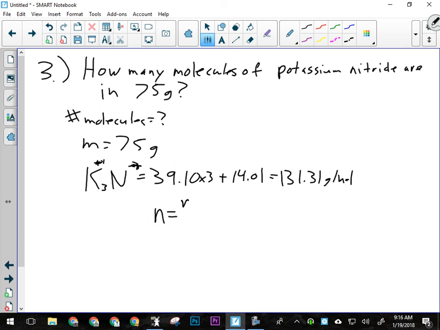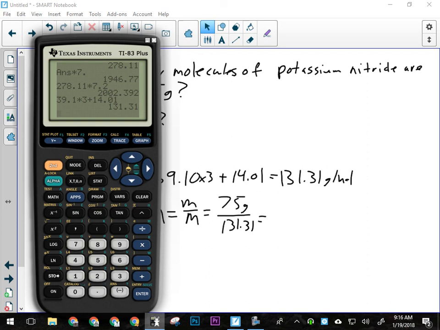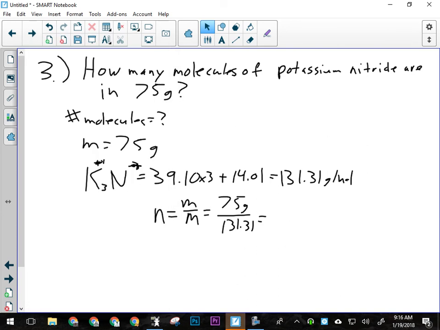Okay, so N equals little m over big M, so that'll be 75 grams divided by 131.31. All right, so I've got 0.57 moles. I'm going to keep all those decimals, though. I'm just going to write the 0.57 here for now.